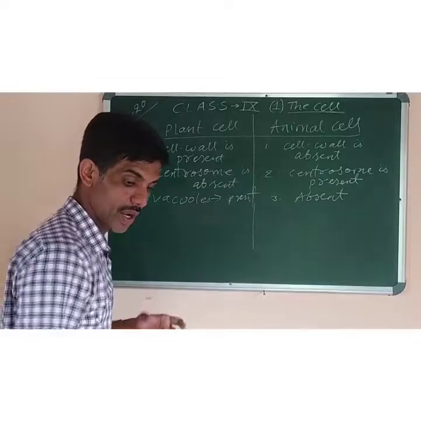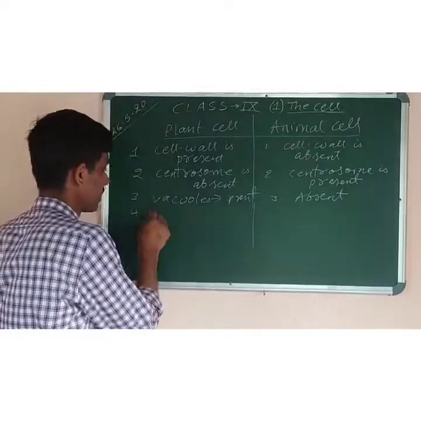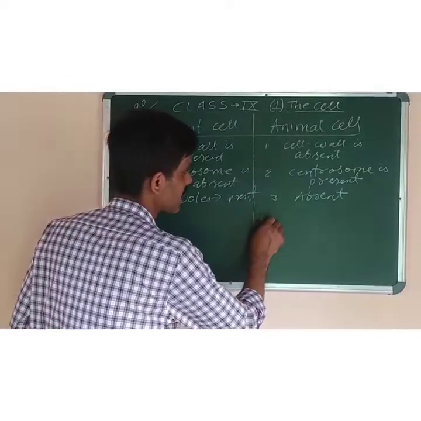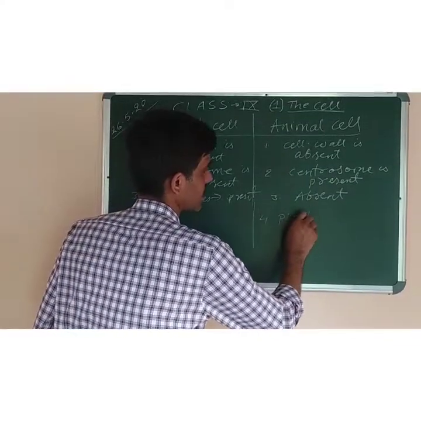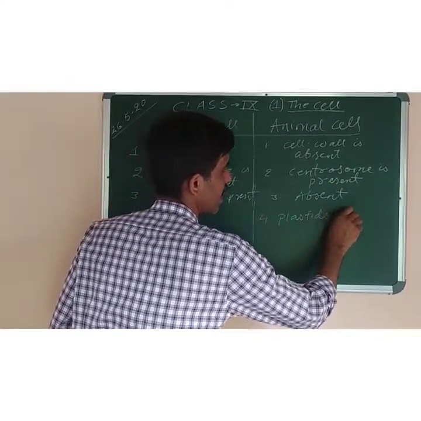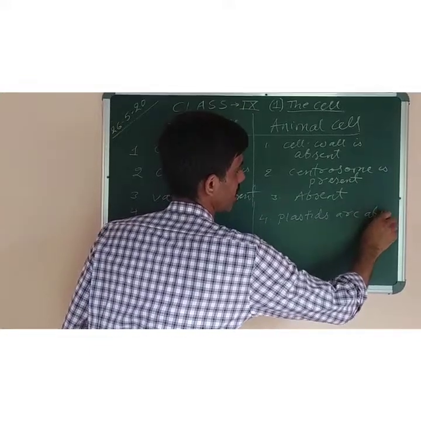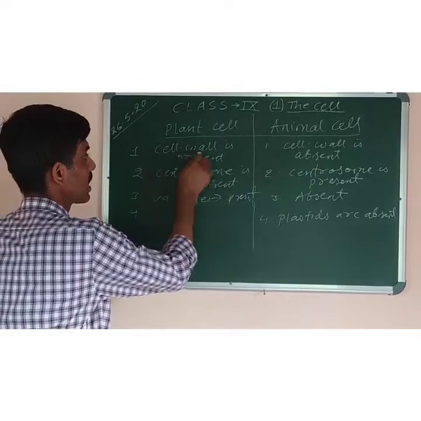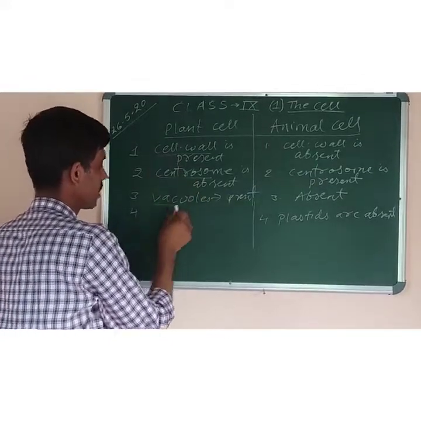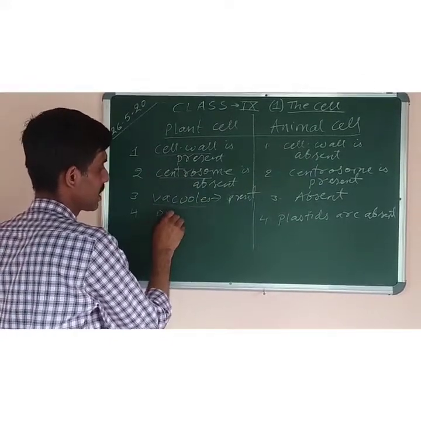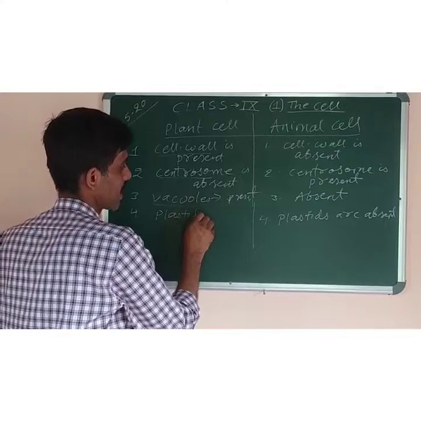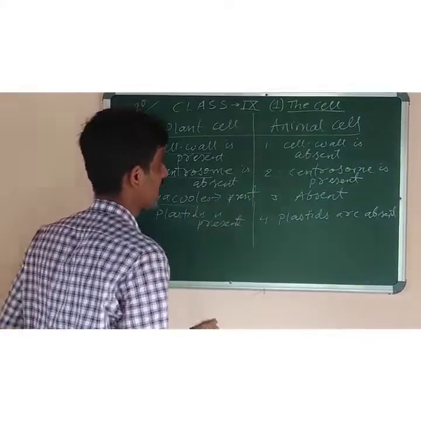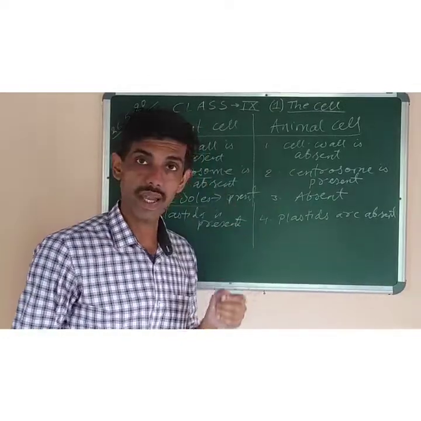And the fourth point which is asked is plastids. So what is plastid? You know, the one which gives color. So plastids are absent in animal cell. Means only these four you need to learn, not the other differences: the cell wall, centrosome, vacuoles, and plastids. In plant cell plastids are present, in animal cells they are absent.